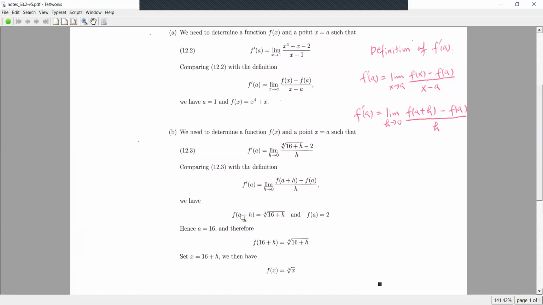Plug in 16 for A, then we have this equation. Now, set x to be 16 plus h. h is a variable, x is a variable. Then this equation becomes f of x is equal to the fourth root of x. So the conclusion to part B is the function is the fourth root of x, and the point A is 16.